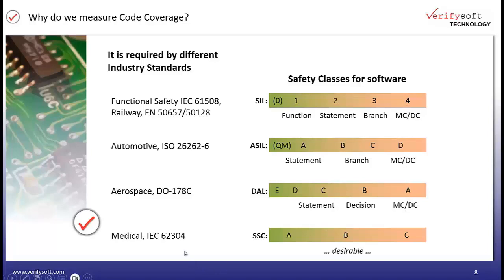Except the medical standard IEC 62304. Here it is only desirable to do some testing, but when you work with the FDA, the Federal Drug Administration in the US, they are also looking very closely at the test coverage or the code coverage.